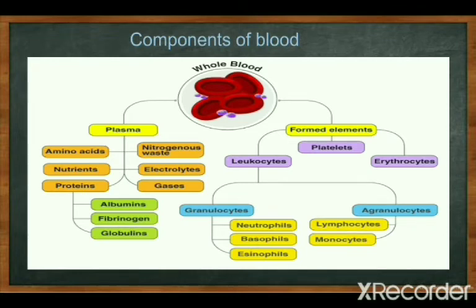RBCs help to transfer oxygen and carbon dioxide to the different parts of our body, and also help to transfer various materials. Come to the WBC, also called leukocytes. WBC means white blood corpuscles, not cells. They are irregular, amoeboid in shape and are phagocytic cells. Phagocytic means they engulf foreign or infected particles.